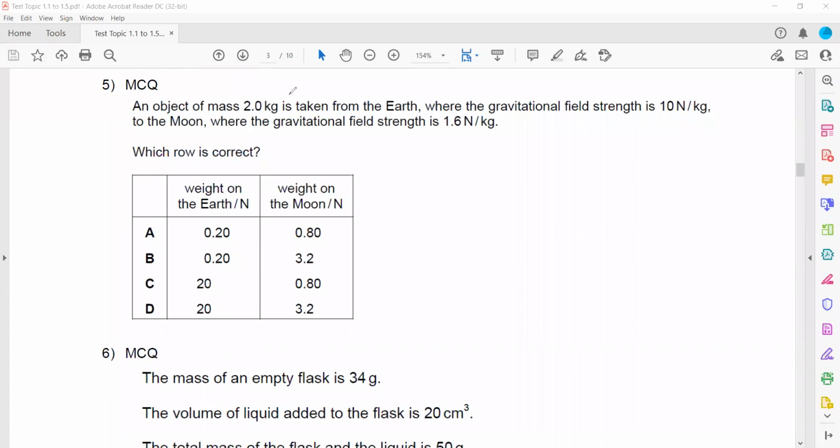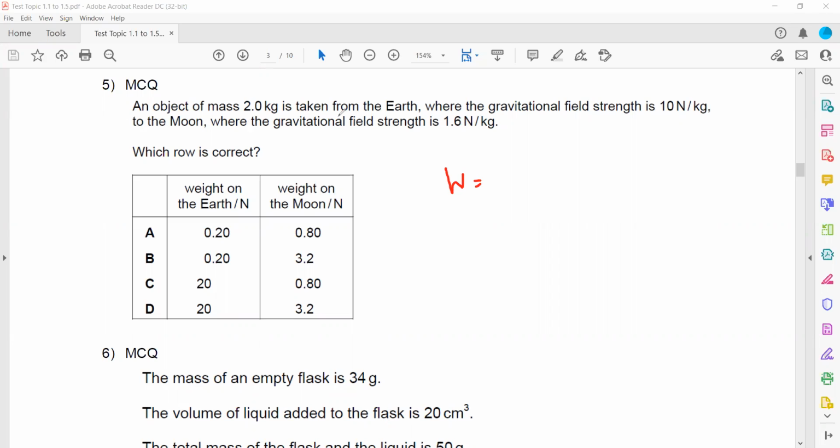An object of mass 2 kg is taken from Earth, where the gravitational field strength is 10, to Moon, where the gravitational field strength is 1.6. Which row is correct? So what will be the weight on the Earth? We have the formula W equals mg.